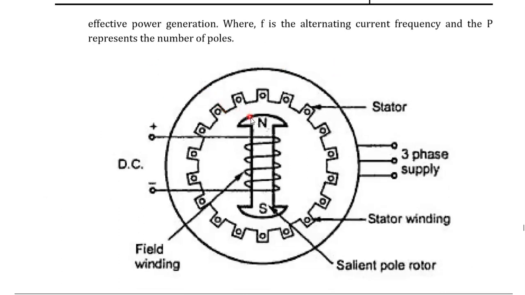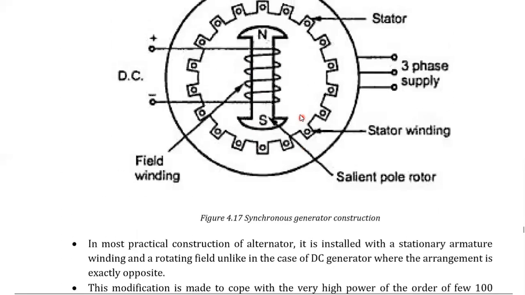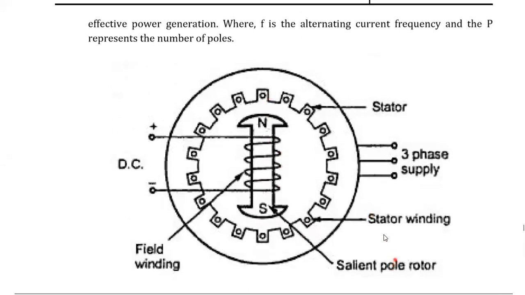So this is the synchronous generator construction. This is called the stator, so all of you can focus on this concept. The stator has a number of slots. In these slots, the windings are placed, called the stator winding. The stator winding is placed on the stator core in this manner, and the winding is distributed like this. The stator is generally called the armature winding. The armature winding is stationary.